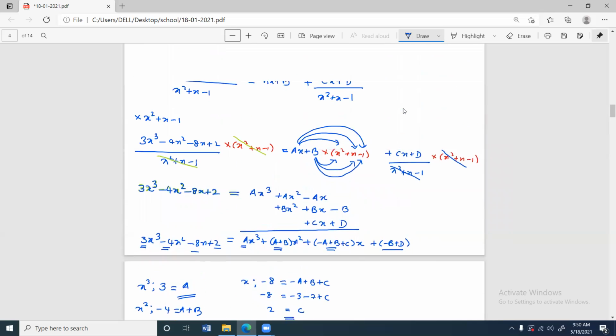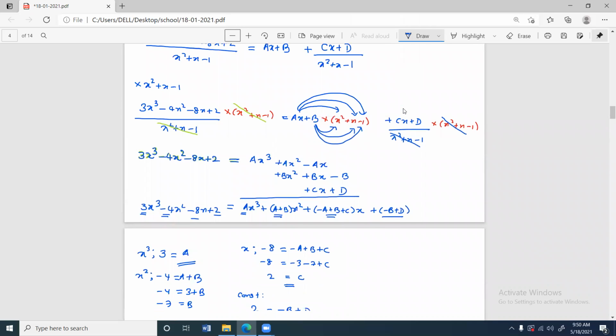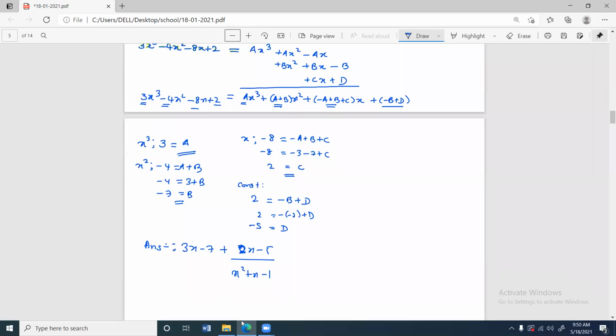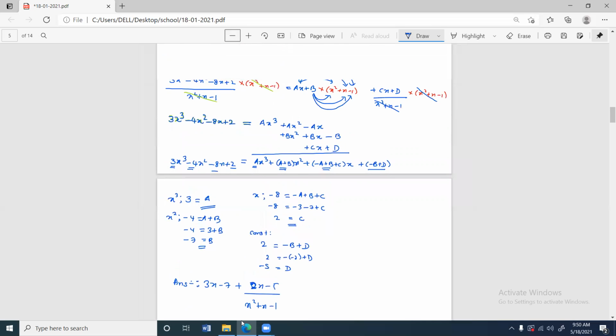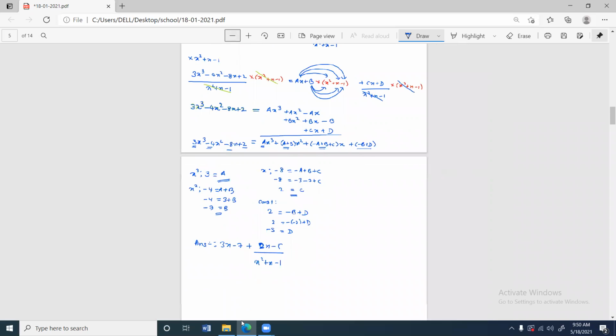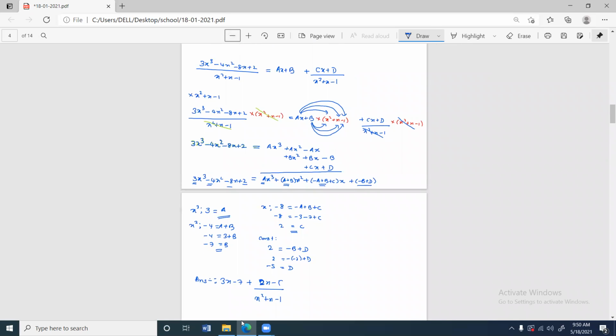I'll make it a bit smaller so you can see this clearly. Okay, here (ax + b) is 3x - 7, plus (cx + d), which is 2x - 5, divided by this. That's the second method of doing it. Unless you cannot use long division, we are not much interested in this method, because sometimes they expect you to write the answer in this format. In that situation, we should know how to work out this kind of question.